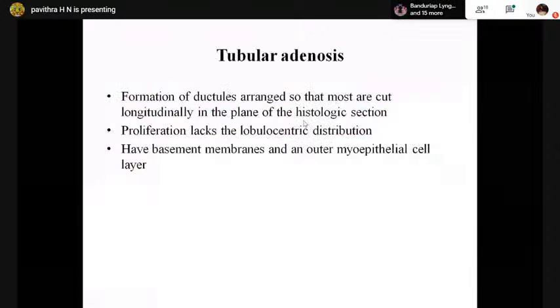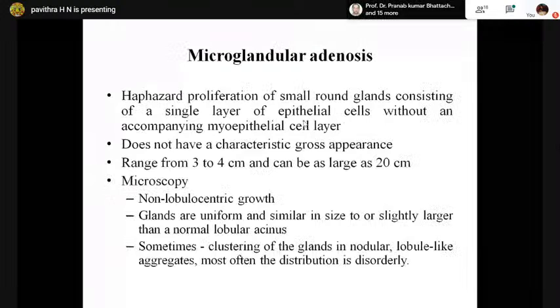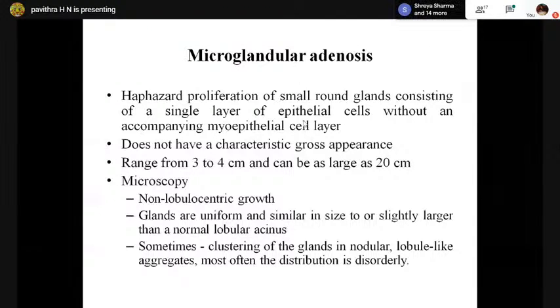Tubular adenosis is just formation of ductules arranged so that if they are cut longitudinally, they can be seen. Just proliferation, they are not lobulocentric, but they have clear basement membrane and the myoepithelial cell is not there. So sometimes these are confused with the carcinomas. So they have haphazard proliferation of small round glands consisting of single layer of epithelial cells without accompanying myoepithelial cell. This is what I said.